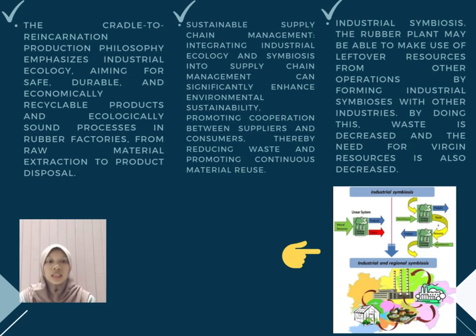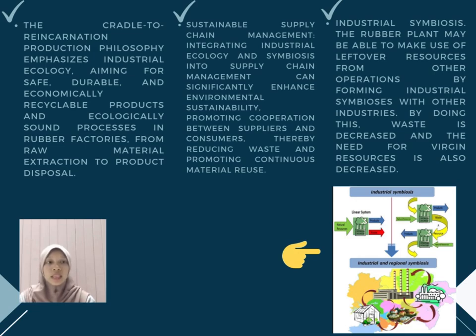The first is the cradle-to-reincarnation production philosophy, which emphasizes industrial ecology, aiming for safe, durable, and economically recyclable products and ecologically sound processes in the rubber factory, from raw material extraction to product disposal. And the second is sustainable supply chain management. Integrating industrial ecology and symbiosis into supply chain management can significantly enhance environmental sustainability, promoting cooperation between suppliers and consumers, thereby reducing waste and promoting continuous material use.